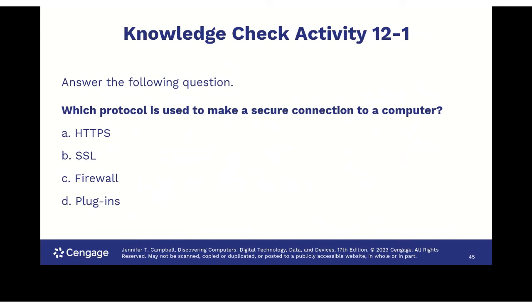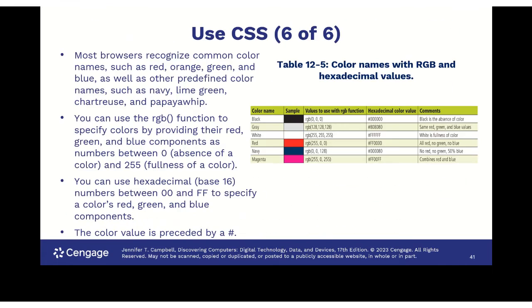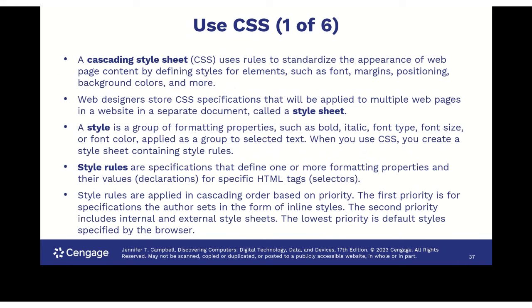Now comes the cascading style sheet. This is completely a new section. A cascading style sheet or CSS uses rules to standardize the appearance of web page content by defining styles for elements such as font, margins, positioning, background colors, and more.